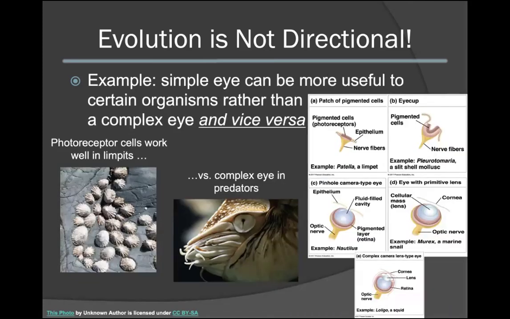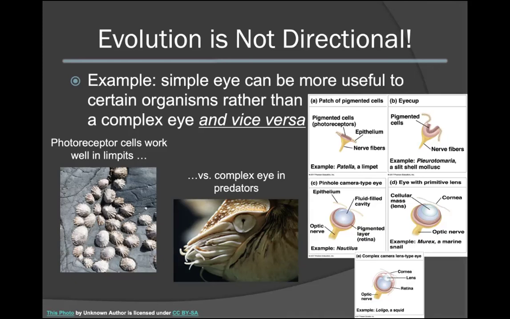Another example of this concept is looking at the evolution of the eye. Many creationists argue that the eye is increased in complexity to form the eventual human eye, which is considered to be the most complex form. However, this is not always the case. In some instances, a simple eye can be more useful to an organism than a complex eye, and vice versa. We see that in limpets, a conglomeration of photoreceptor cells work just as well for them in their environment as the complex eye does in the squid.